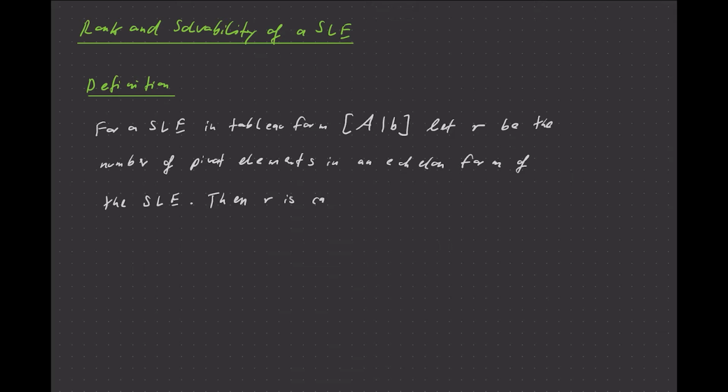So R is called the rank of the coefficients A and is denoted as R equals rank of A. So also in this notation, we omit the right-hand side B because it does not influence the number of pivots. Only the coefficients on the left-hand side are important for that.